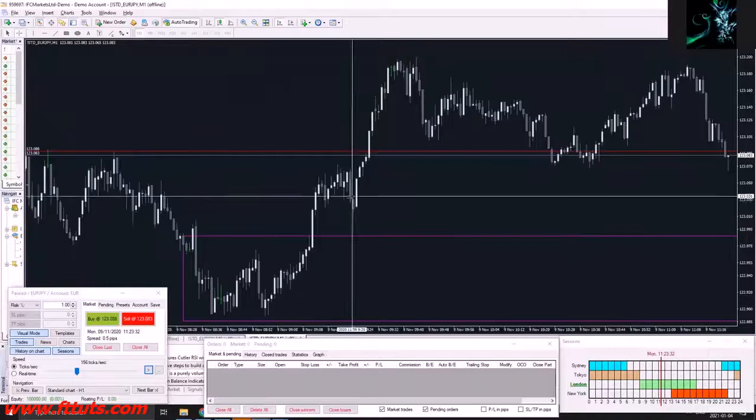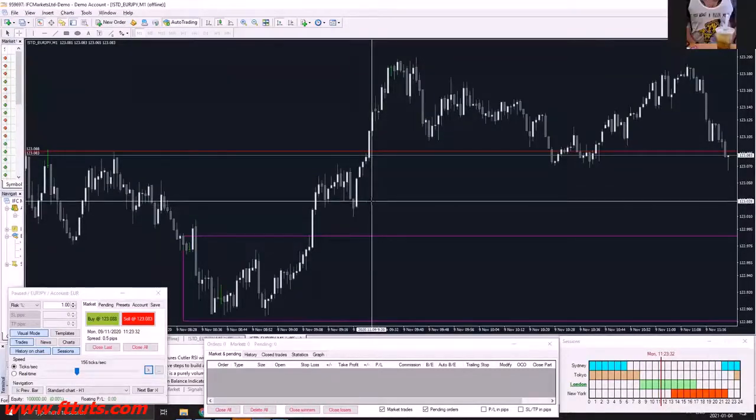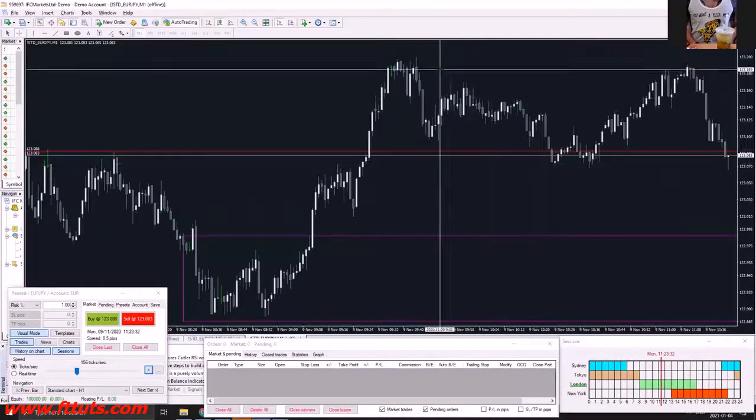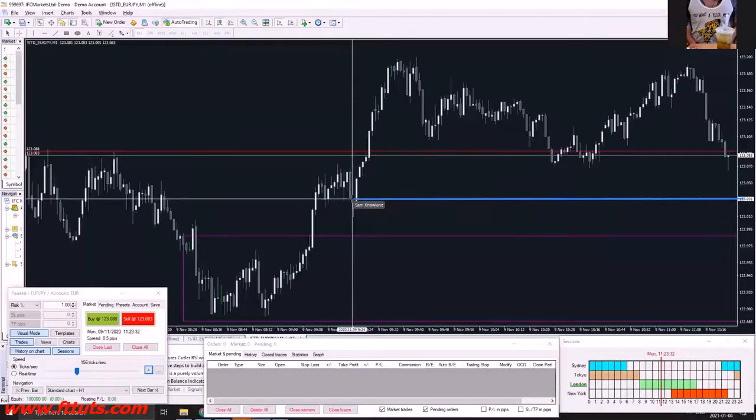So I'm actually interested in buying this right here, just because we have liquidity being built up right above it, and we have equal highs to target. This would be the decisional entry, right?